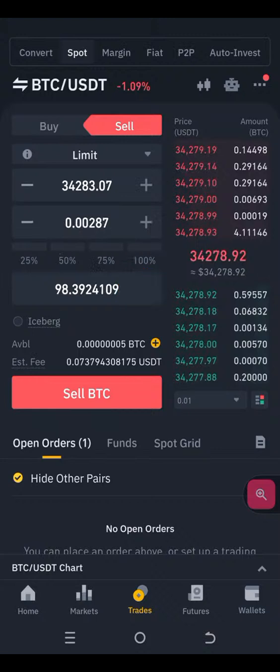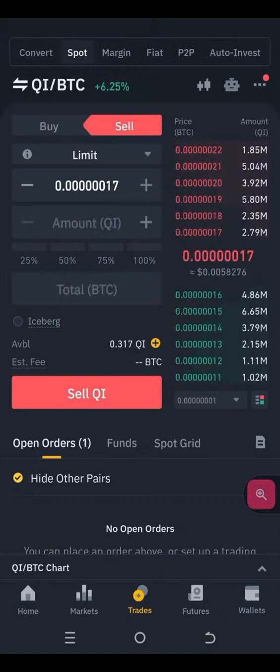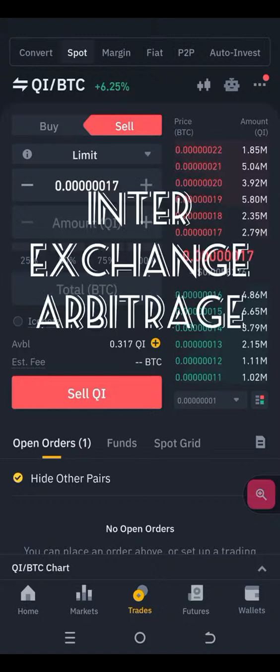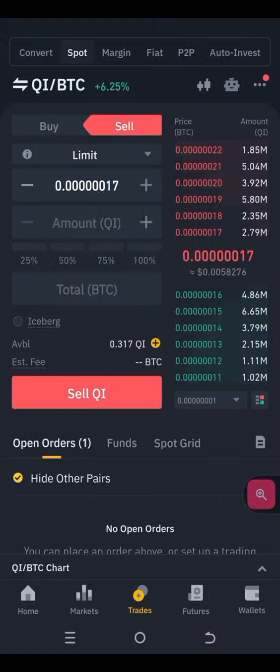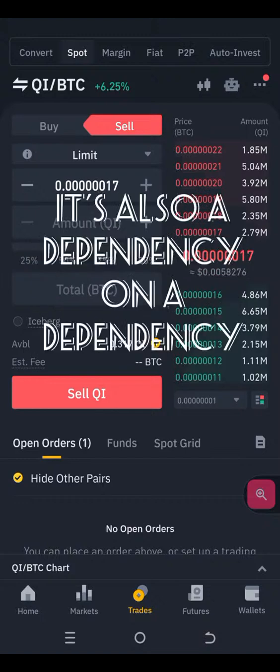But which makes more money is what we're trying to find out here. Not whether it makes money. It does make money, but which one makes more money? Okay, so now let's go into the next one. Let's look at inter-exchange arbitrage. Now, inter-exchange arbitrage is also a dependency on a dependency.